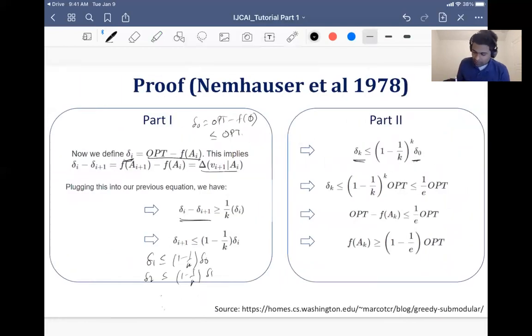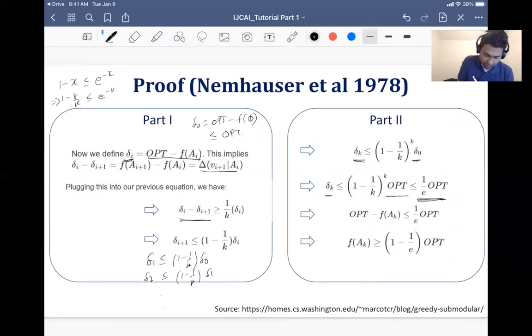So hence delta k is less than (1 minus 1 over k) raised to k of opt, and this in turn is less than 1 over e of opt, right? Why is this the case? Because 1 minus x is less than or equal to e raised to minus x. So this implies that 1 minus 1 over k is less than e raised to minus 1 over k, right?